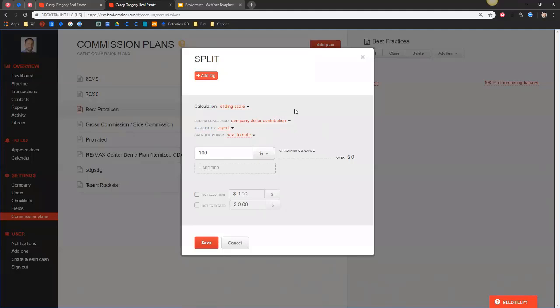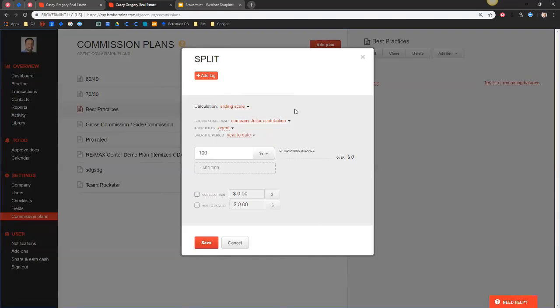It can be accrued by an agent. Also, a great feature for our teams out there is we can define this to be accrued by an agent's team. Just to hop into this a little bit closer, if we were to set this as a team accrual, we can define a team in Brokerment, and it will take all team members' company dollar contribution that is accrued as a team. So now not only can we set up these sliding scales to be accrued by individual agents, we can define these tiers or these caps by team goals.